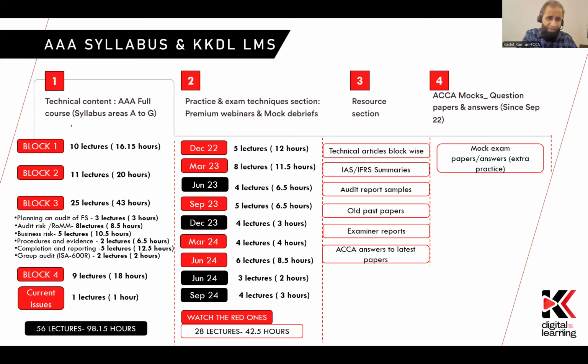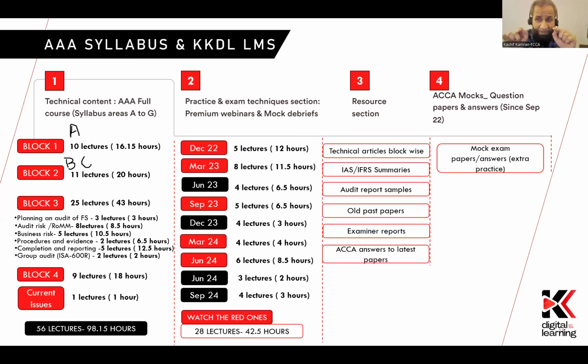Now block 1 is syllabus area A basically. Block 1: 10 lectures of 16.15 hours. Block 2, which is syllabus area B and syllabus area C: 11 lectures of 20 hours.